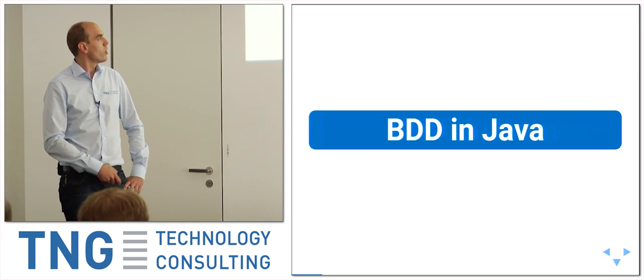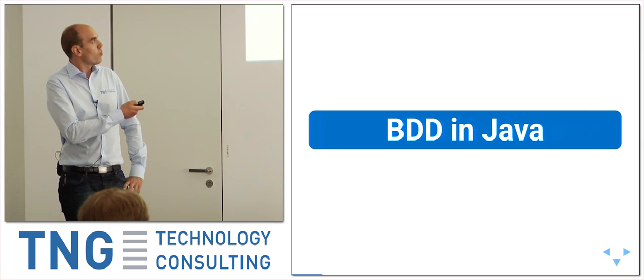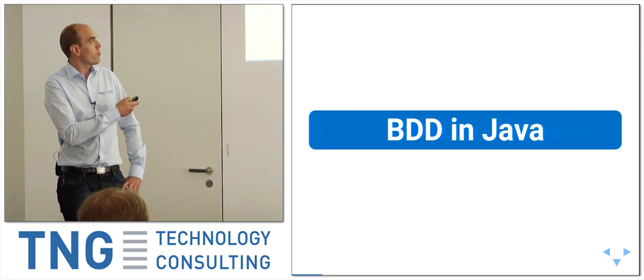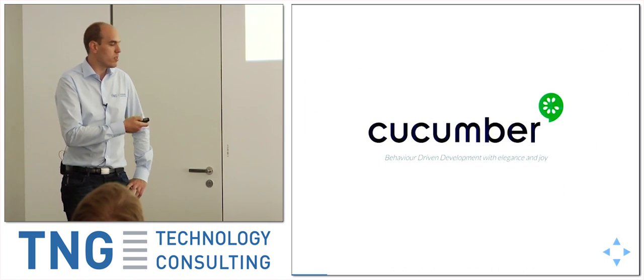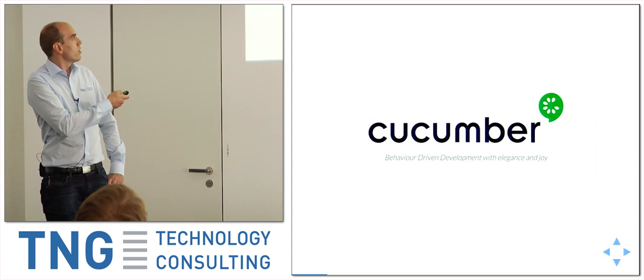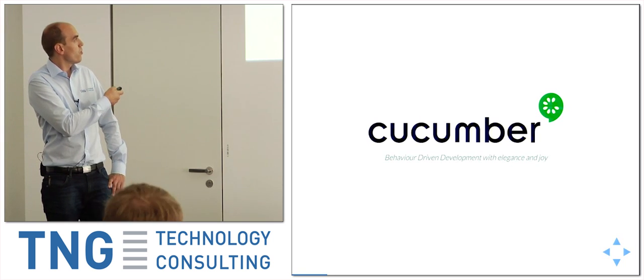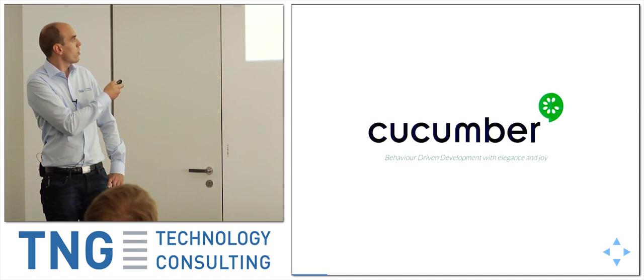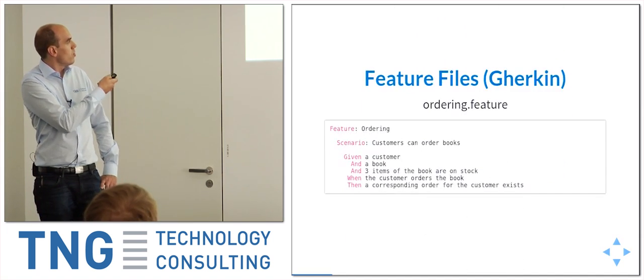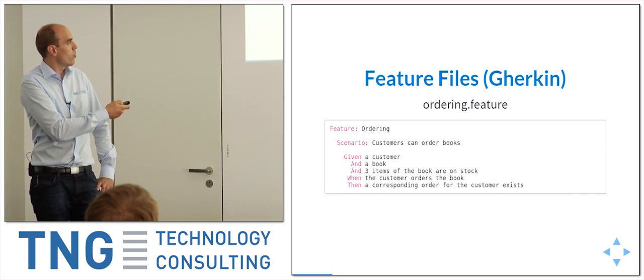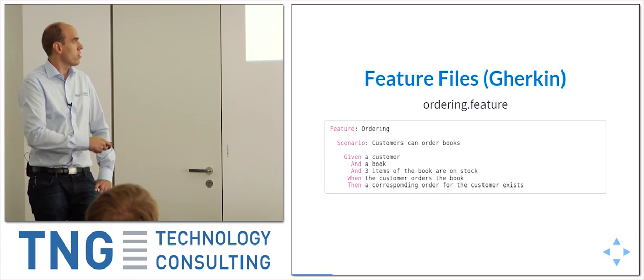So how does it work? First of all, you write so-called feature files in a format which is called Gherkin. It essentially is something like that. So you have feature files, it's actually a text file, as you see here. And you write in a text format something like a feature ordering, and then you give a number of scenarios. For example, customers can order books. And you write, given a customer and a book, and 3 items of the book are in stock, when the customer orders the book, then a corresponding order for the customer exists.